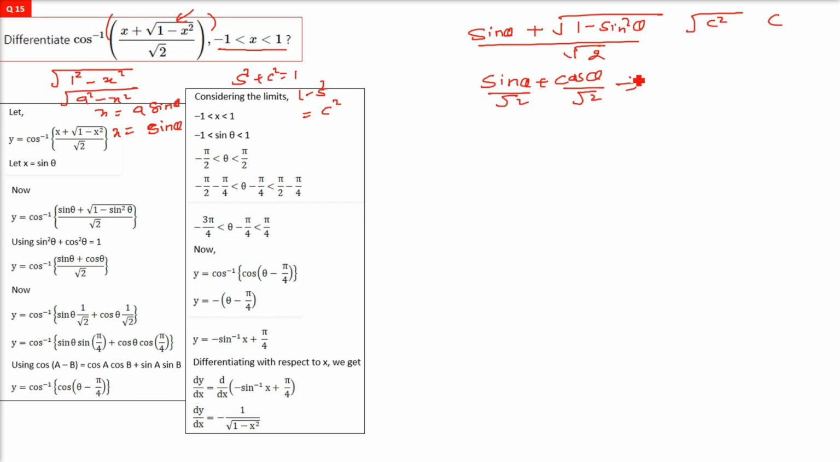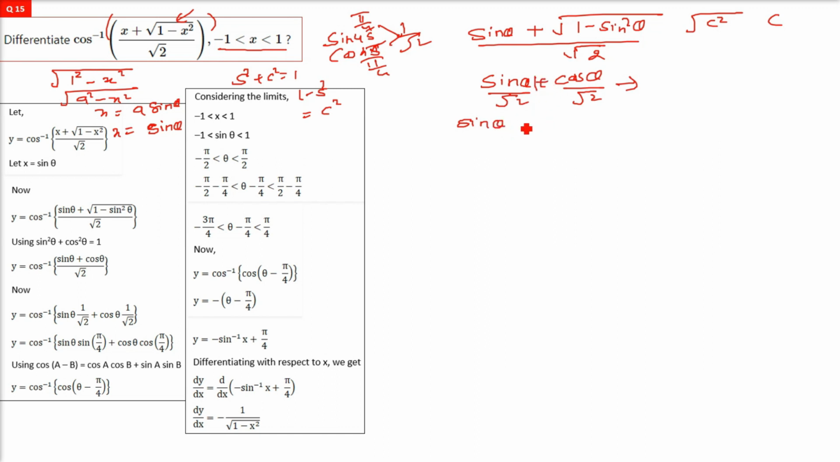In place of 1 by root 2 you can have sine pi by 4 or cos pi by 4. But we have to make a formula out of it. Because sine 45 degree, cos 45 degree, sine pi by 4, cos pi by 4, all are 1 by root 2 only. So in place of 1 by root 2, you can put any value which you need. But we need to make a formula.